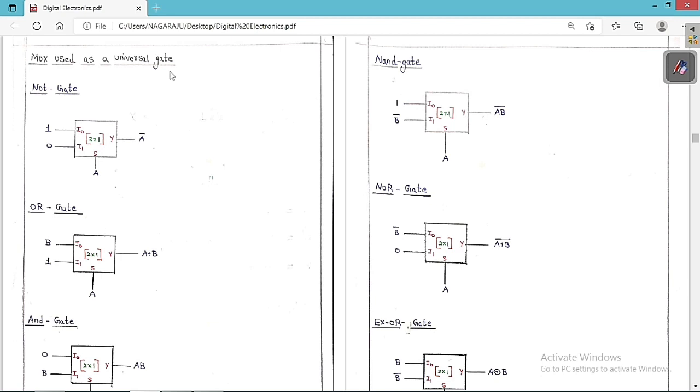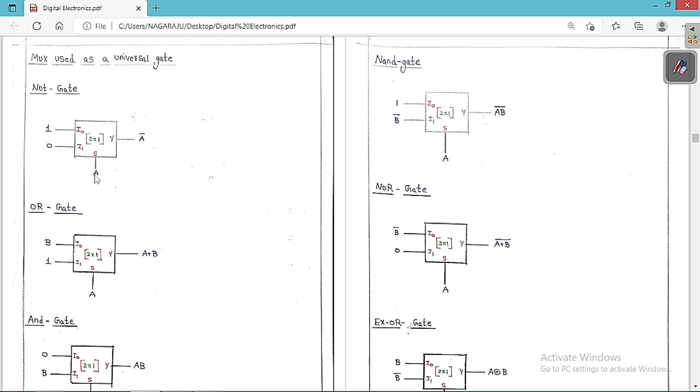So now we will discuss why it is called a universal gate, because it can represent any other gate that we want. Because of this reason it is used as a universal gate. So now we are going to build the NOT gate. If you want to build the NOT gate, we use a 2 by 1 mux. This has 2 inputs, 1 output and 1 control input.